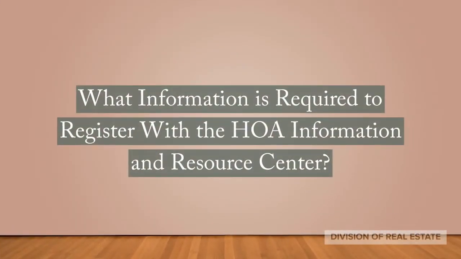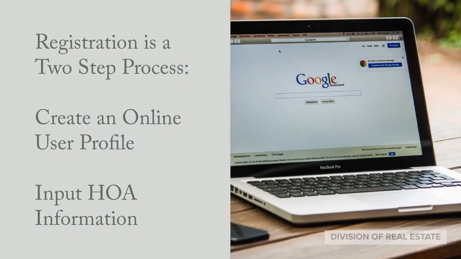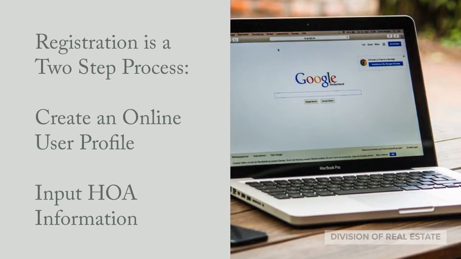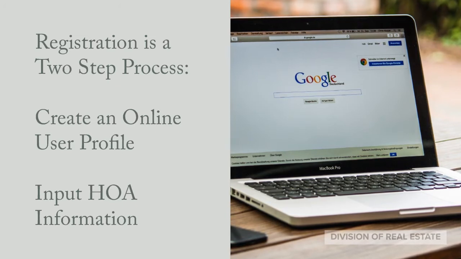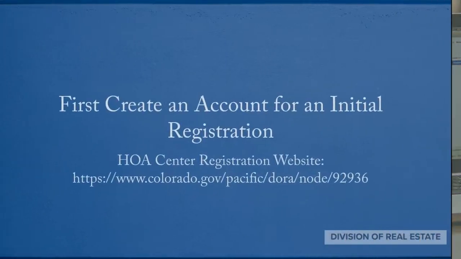What information is required to register with the HOA Information and Resource Center? The registration process is a two-step process. The first step requires the registrant to create an online user profile. The second step requires that the registrant input information about the specific HOA. A registrant can only register one HOA at a time, but may register multiple HOAs.